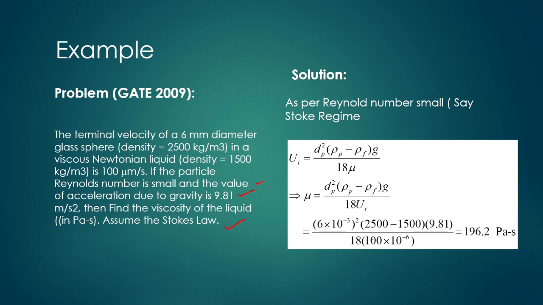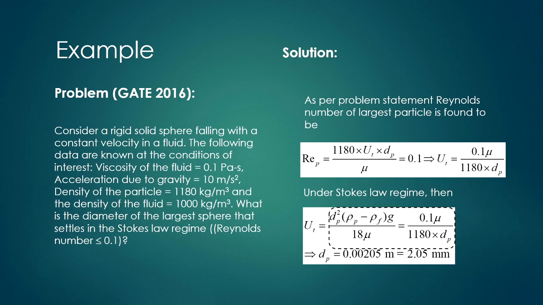Again, Stokes' law condition is to be used. As per Stokes' flow regime, ut will be equal to dp square into (rho p minus rho f) into g by 18 mu. From this you have to calculate the viscosity of the fluid. The others are given to you. So mu will be equal to dp square into (rho p minus rho f) into g by 18 ut. After substitution of all values and calculation, that will give you 196.2 pascal second.